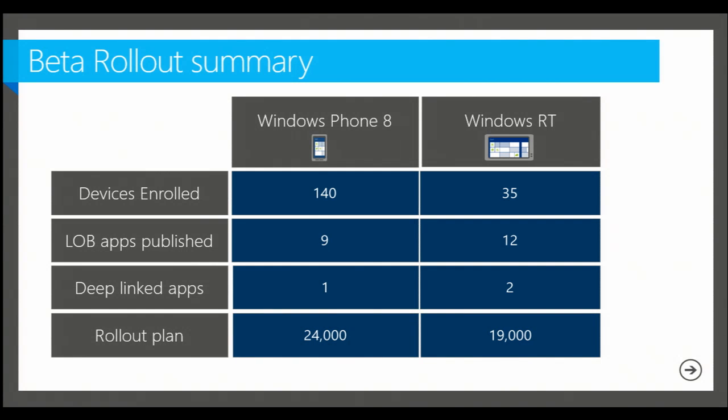And our rollout plan is to go around 24,000 Windows Phone 8 devices and 19,000 Windows RT devices during the first phase, and keep going wider and wider till we reach the total mobile population, so the population in Microsoft IT.